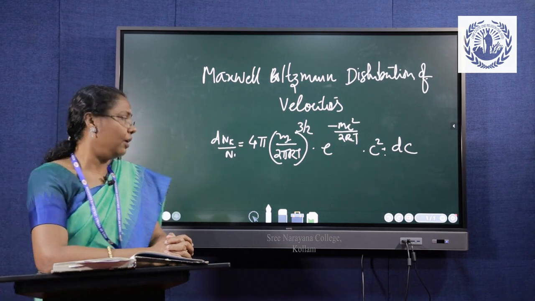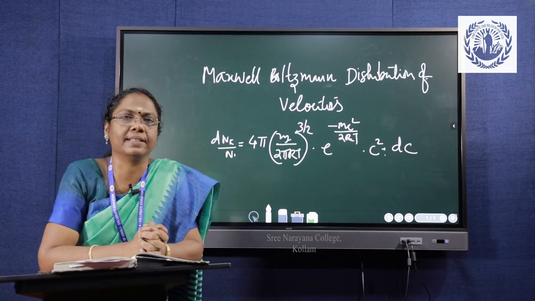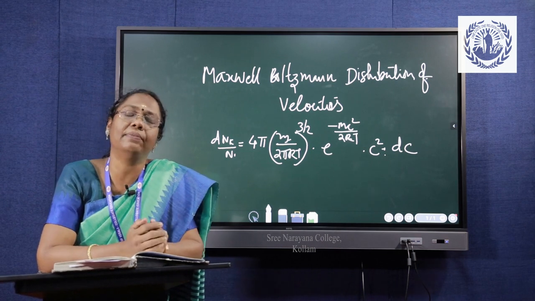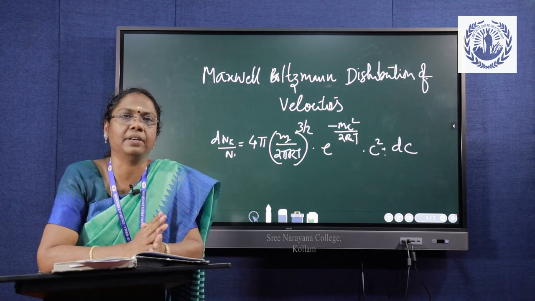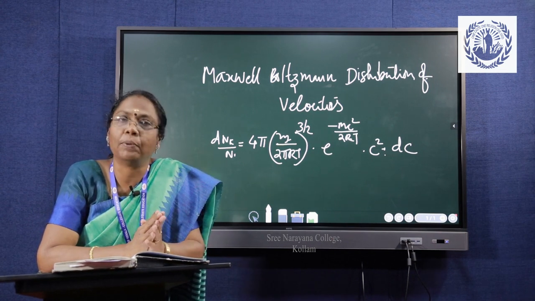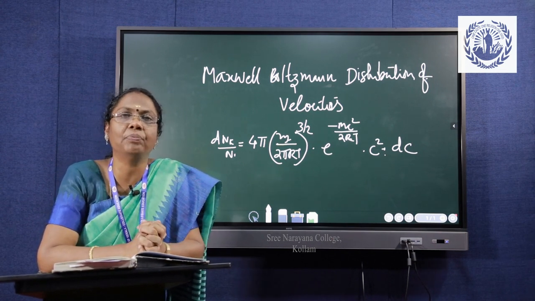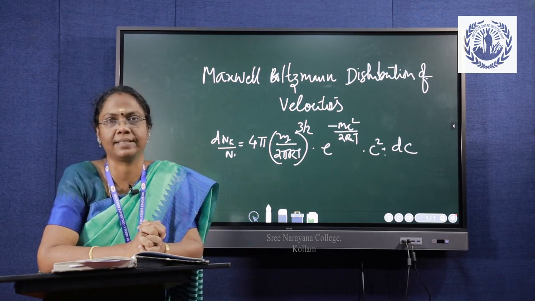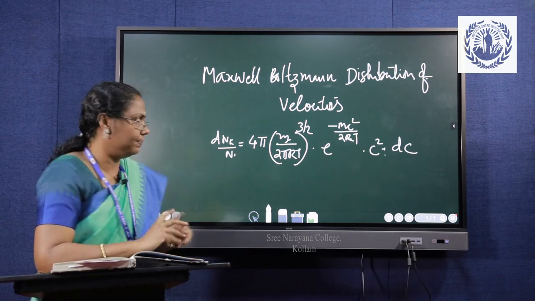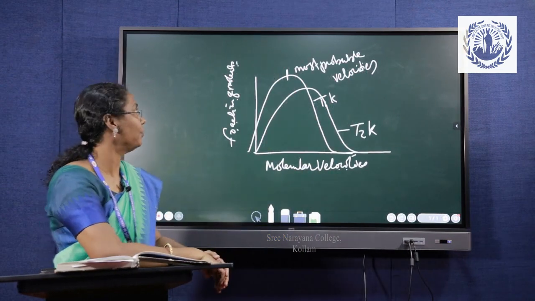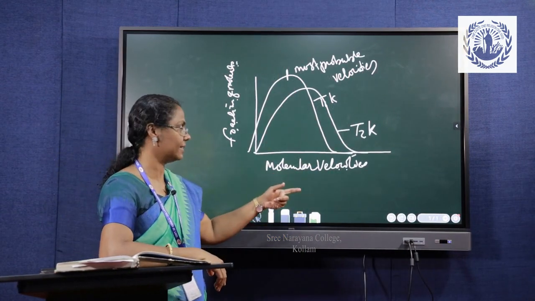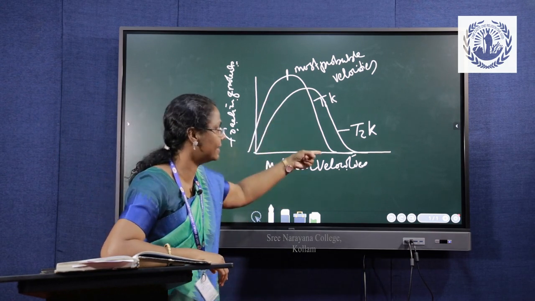Then, using this distribution of velocities, he studied a number of gas systems and their distribution, and he plotted a graph of the fraction of molecules possessing different velocities. The graph can be: Maxwell plotted the fraction of molecules against the molecular velocities, and the graph he got is like this.